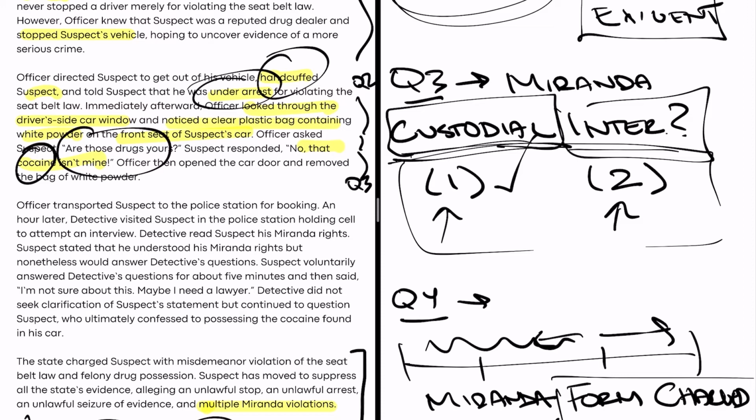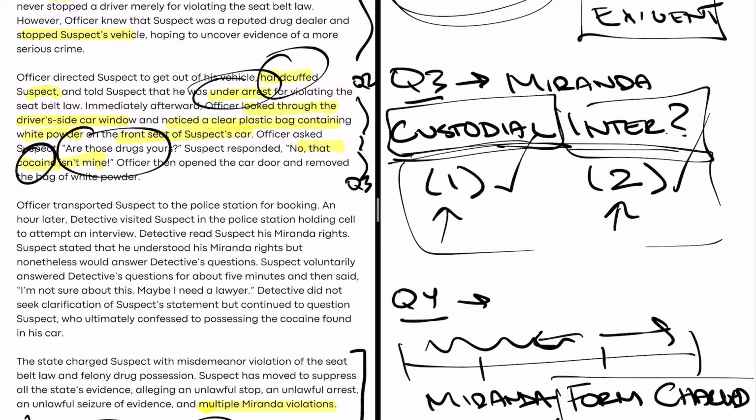Is he being interrogated by a police officer? Well, a person is subject to an interrogation when the police know or should know that their words or actions are likely to elicit an incriminating response. Officer asks the suspect, are those drugs yours? Would an officer know, or should an officer know, that that question is likely to elicit an incriminating response? You're literally asking the guy whether or not he is in possession of an illegal substance. That is the most obvious way to elicit an incriminating response. So that's definitely an interrogation.